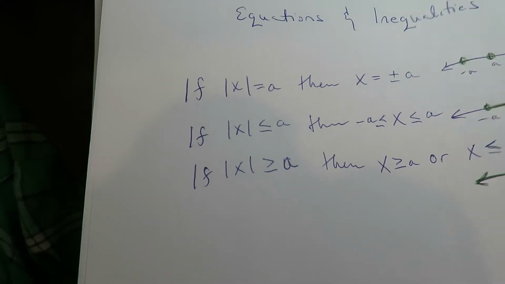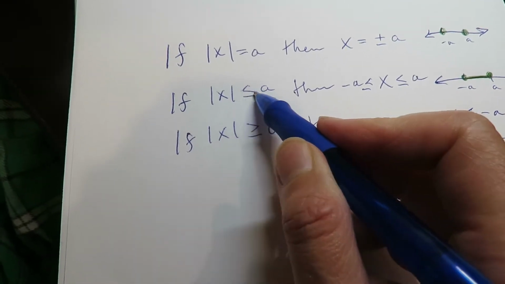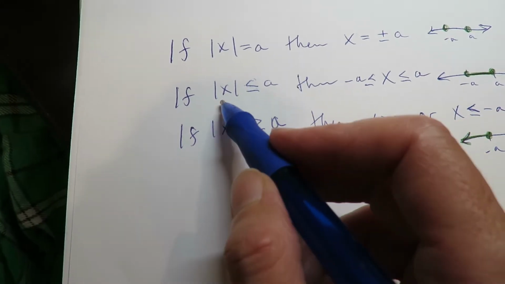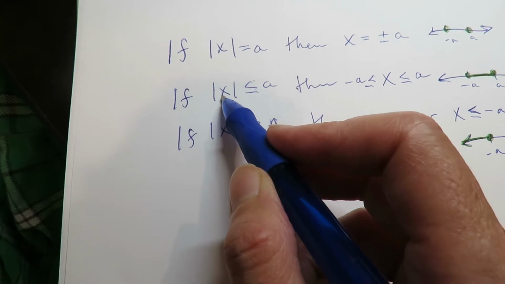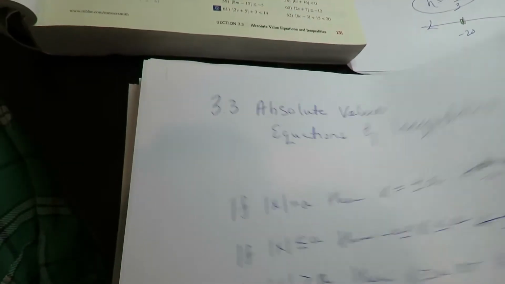Let's do this middle case, the less than. If the point is heading towards the absolute value, it's the less than, because you're going to read it from left to right. So the absolute value of x is less than or equal to a. So this is the less than case. So let's do that one now.